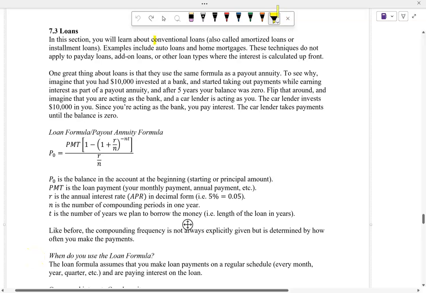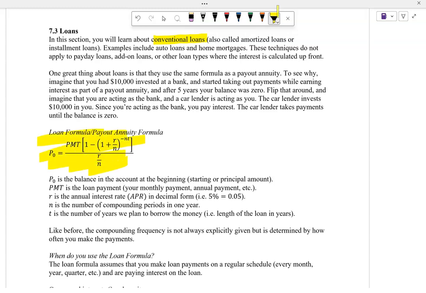Today we're going to talk about conventional loans. Now, the nice thing is this is the same formula as a payout annuity. It's just that you're taking a loan out. So instead of saying I have $500,000 to retire on, the P0 is the principal amount or the loan amount that you're taking out. So we'll go ahead and use that formula.